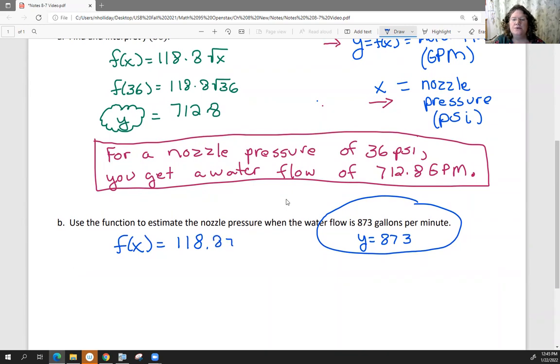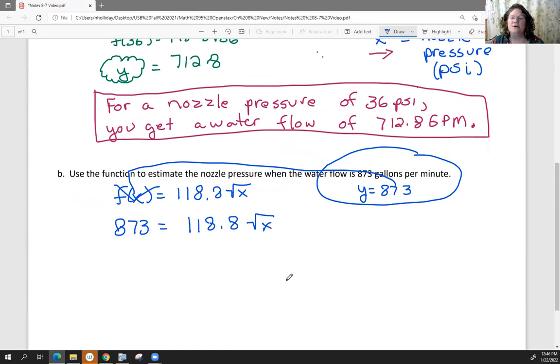118.8 root x. And so in this case, we're going to drop in y equals 873. And remember, f of x is y. So we're dropping it in on this side, and it's going to replace all of that because f of x is glued together and it's our y value. So then we would put in the 873, and that's going to equal 118.8 root x. And now we're going to use the solving techniques that we've learned in this chapter to solve this equation.